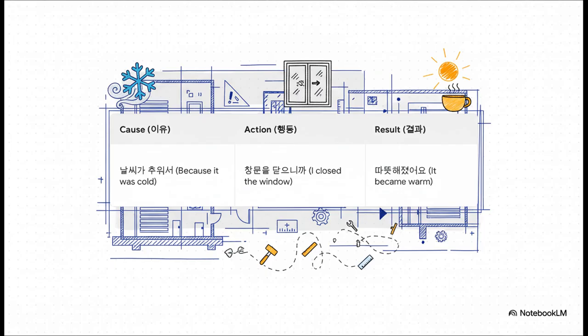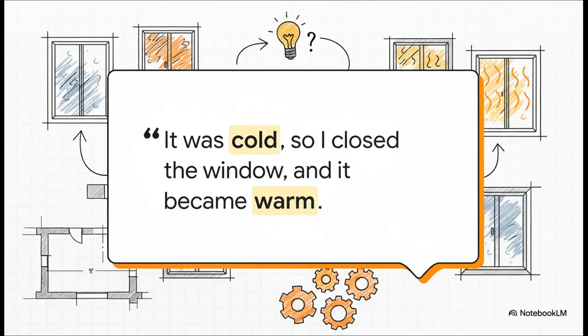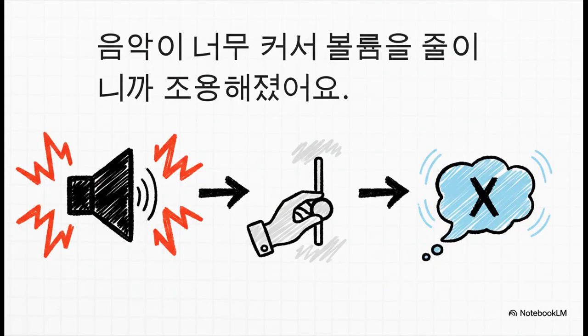The cause, the reason for everything, is 날씨가 추워서, because it was cold. That directly leads to the action, 창문을 닫으니까, so I closed the window. And what was the new situation? The result? 따뜻해졌어요. It became warm. A perfect logical chain. So the whole thought, the complete story is, it was cold, so I closed the window, and it became warm. It's just a seamless little narrative, isn't it? Let's check out our next example and see this pattern in action again.